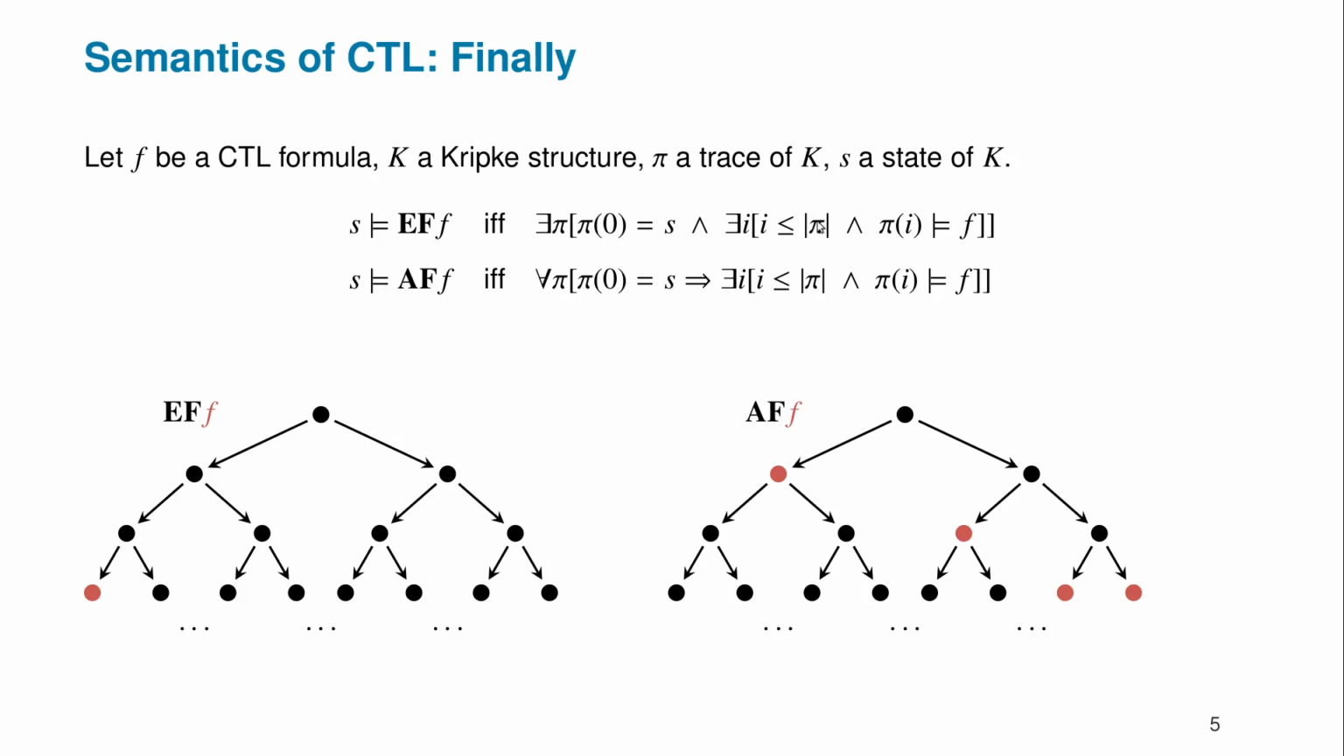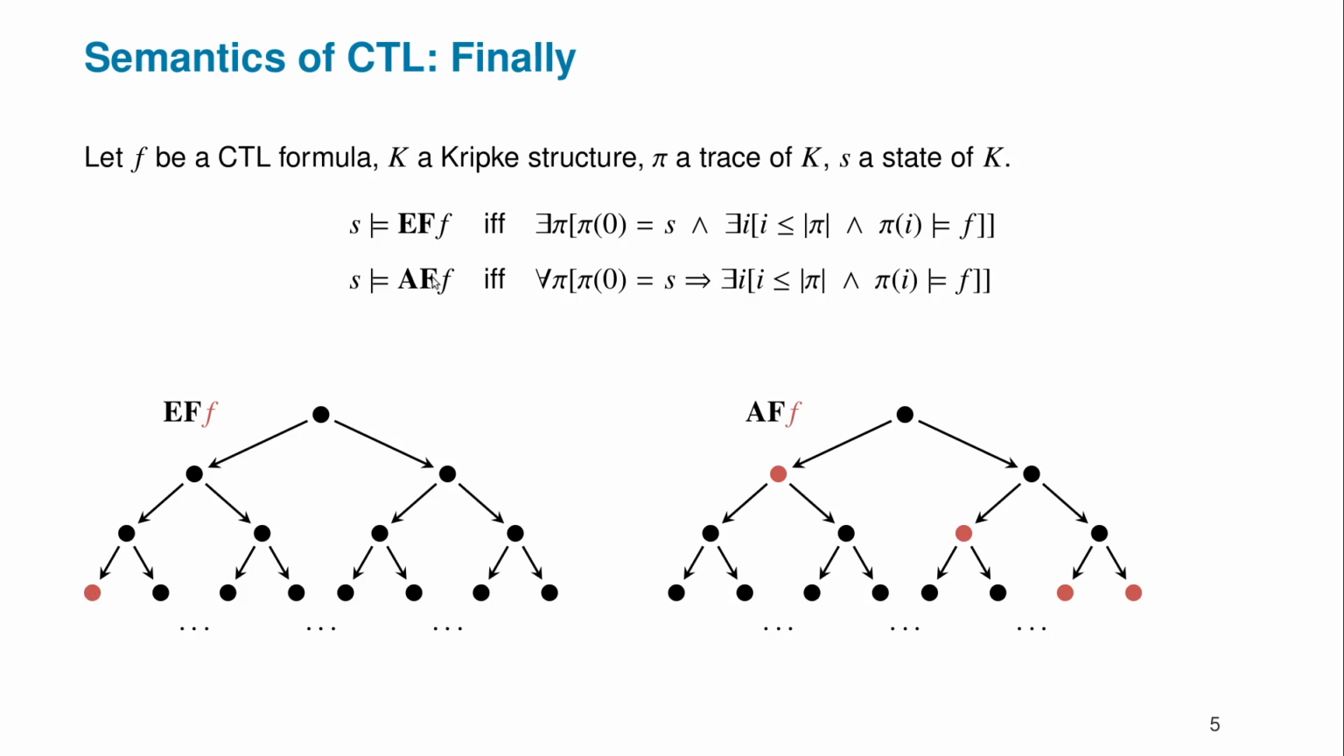And for infinite paths, it means that somewhere on the path there has to be a state in which F holds. If we look at the tree, then it doesn't matter to which branch we go, but there has to be at least one branch where we reach a state where F holds. And this we have here in the leftmost node that is depicted. Notice this is an infinite tree, which is indicated by the dots here.